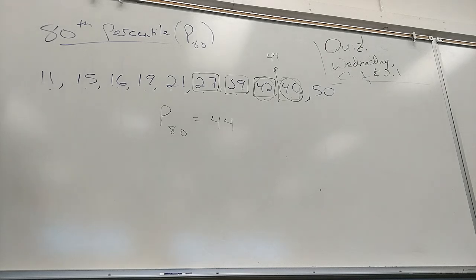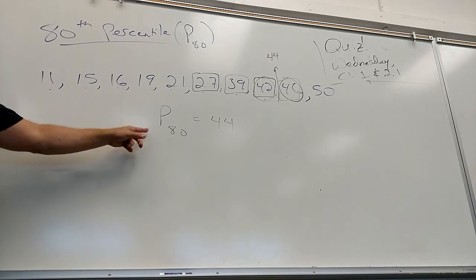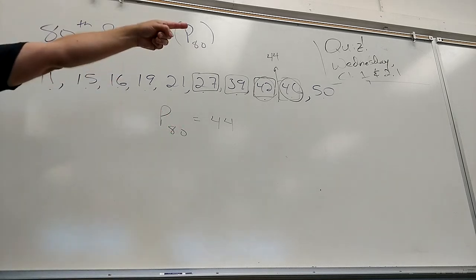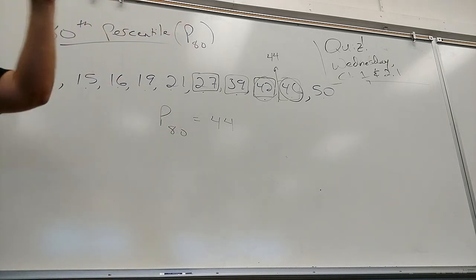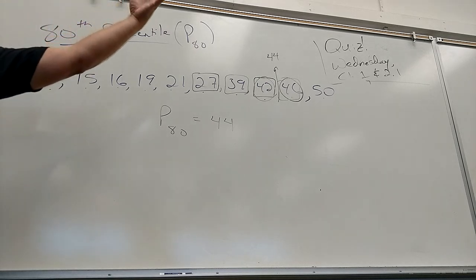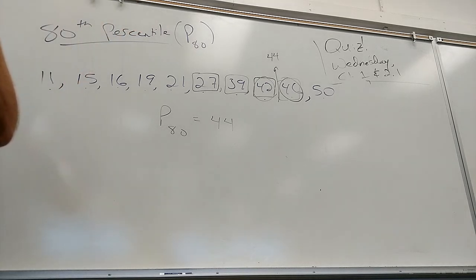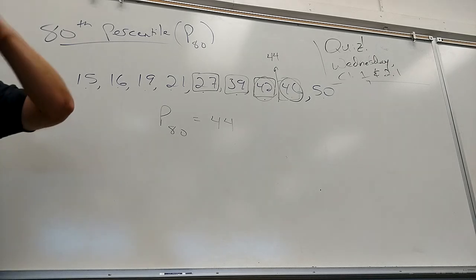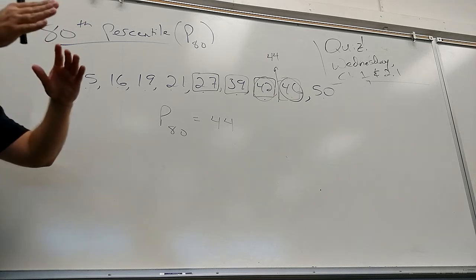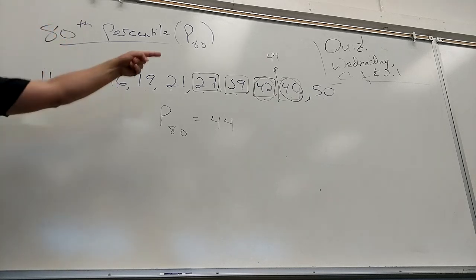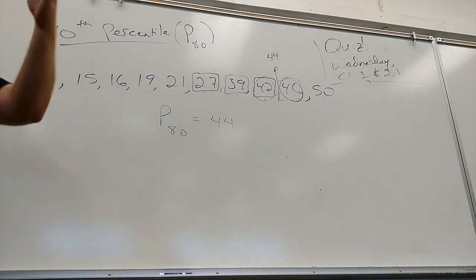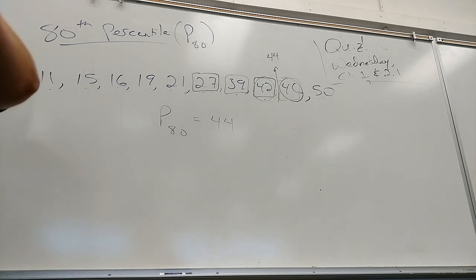Now, a couple things. P79 is also 44. P81 is also 44. There's only 10 data points up here. So percentiles don't make a lot of sense truly when the sample is so small. Let me let that sink in a little bit. If I had 100 data points, then the percentiles would line up really beautifully. But if I only have 10 data points, there's going to be a lot of repeats. There's got to be. So let's see what the algebra is behind this.